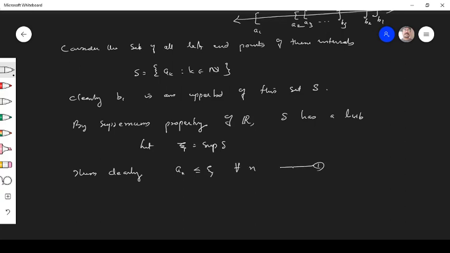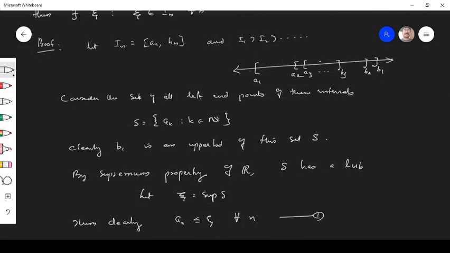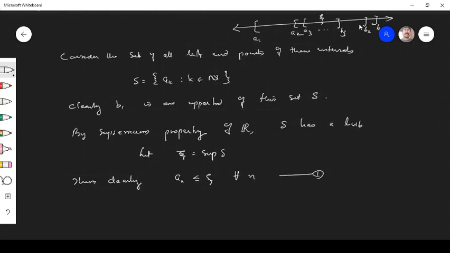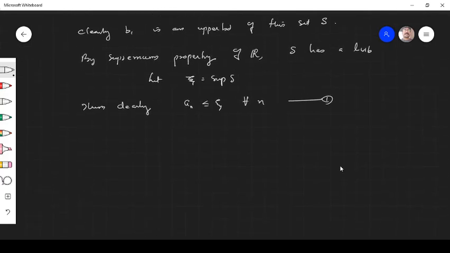That is very clear. Now we are going to prove that this psi belongs to every [a_n, b_n]. Already we have a_n less than or equal to psi. That means psi is the least upper bound of the left extreme points a1, a2, and so on. And we will prove every b_n is greater than or equal to psi.